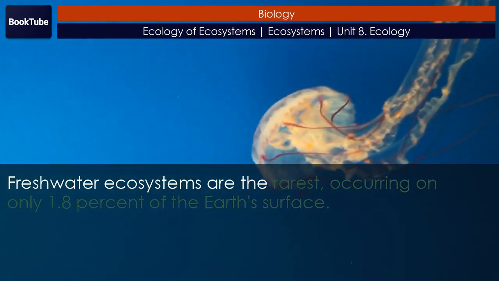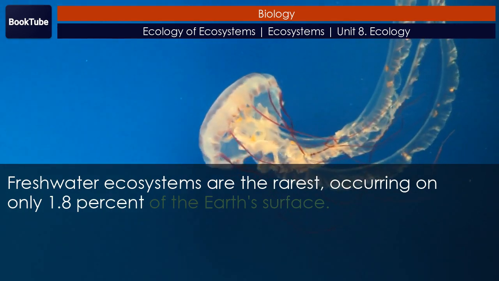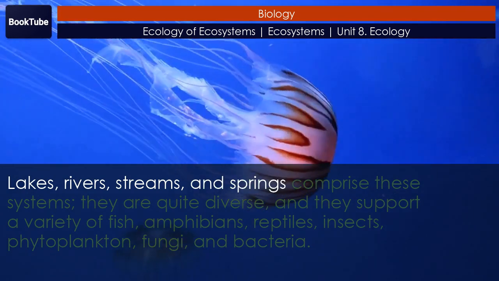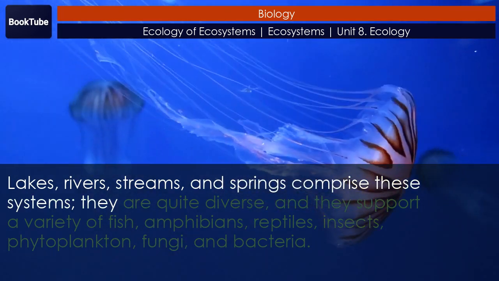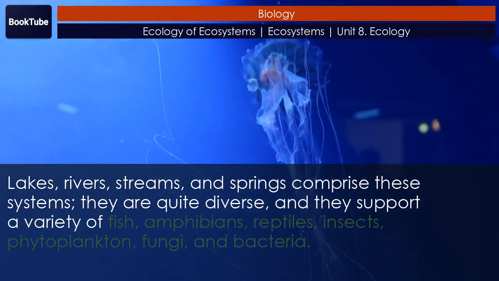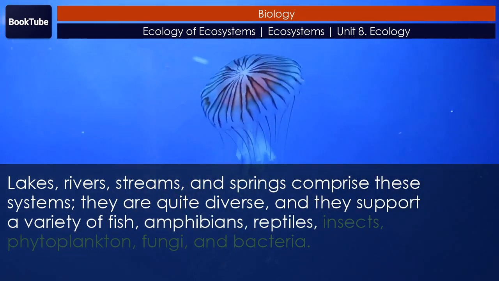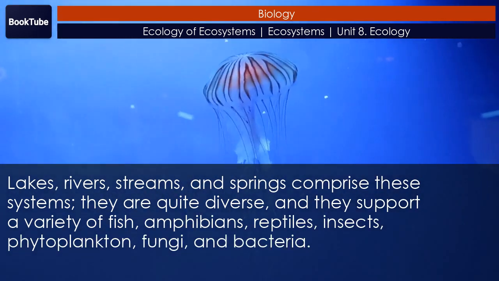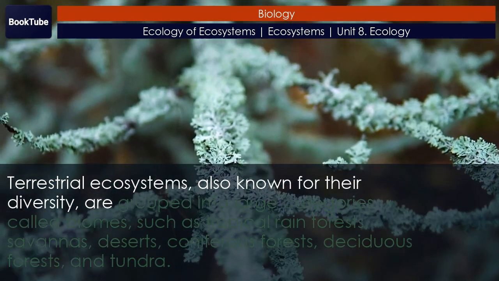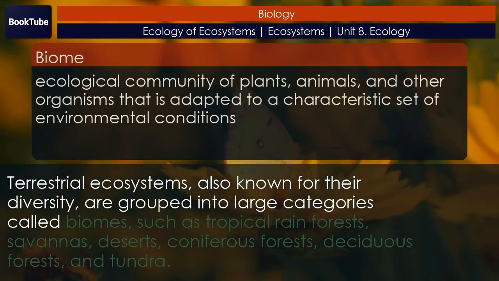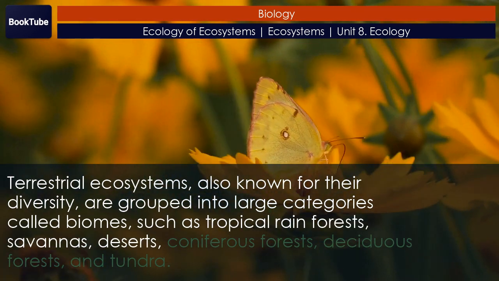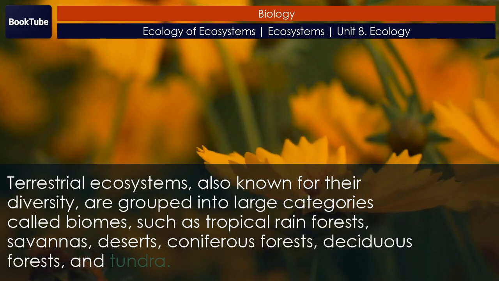Freshwater ecosystems are the rarest, occurring on only 1.8% of the Earth's surface. Lakes, rivers, streams, and springs comprise these systems. They are quite diverse, and they support a variety of fish, amphibians, reptiles, insects, phytoplankton, fungi, and bacteria. Terrestrial ecosystems, also known for their diversity, are grouped into large categories called biomes, such as tropical rainforests, savannas, deserts, coniferous forests, deciduous forests, and tundra.